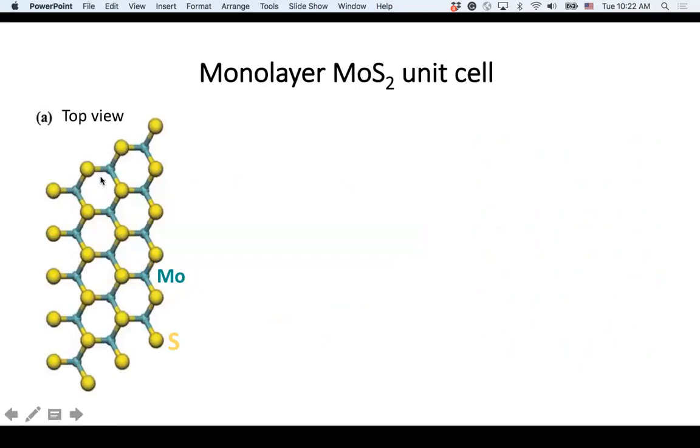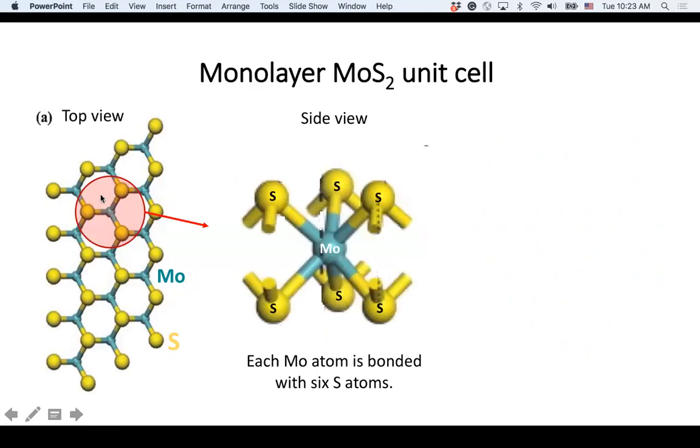Let's look at the situation of 1 molybdenum atom. This blue-green atom here is the molybdenum atom, and it is surrounded by 6 selenium atoms, 3 on the top, 3 on the bottom. It is connected to the top with 3 bonds, and to the bottom also with 3 chemical bonds. So each molybdenum atom is bonded with 6 chalcogen atoms.